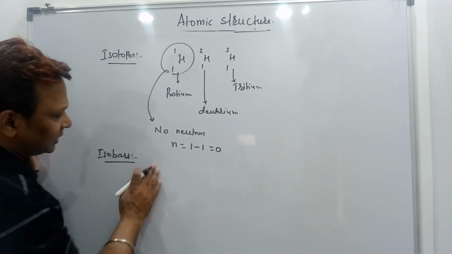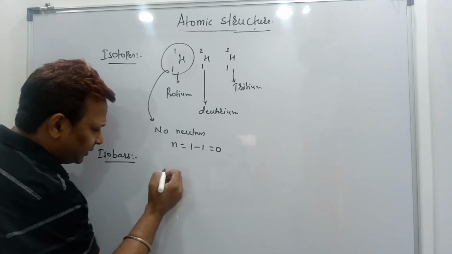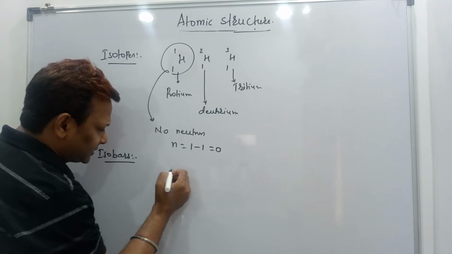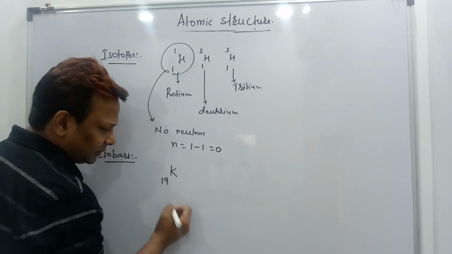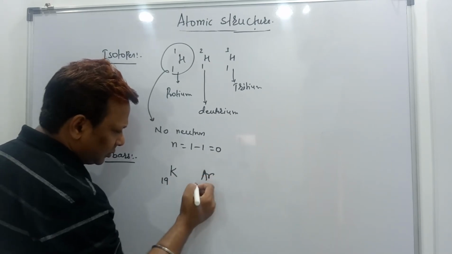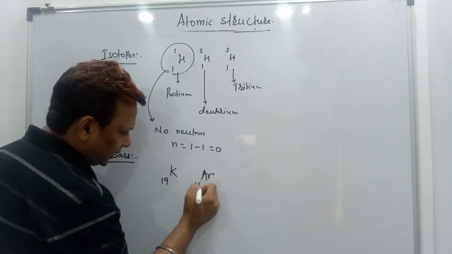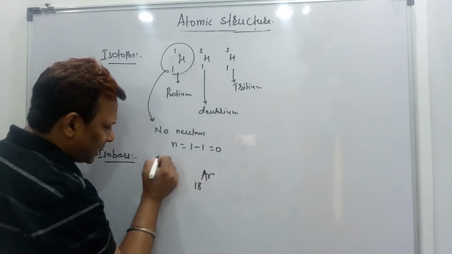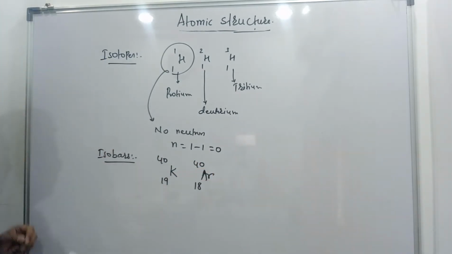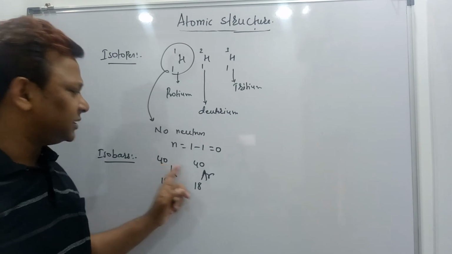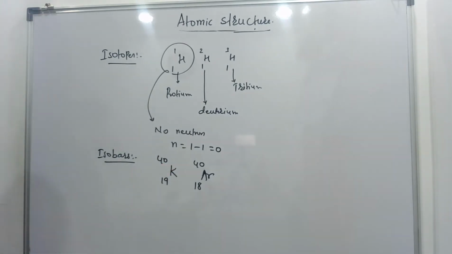The second example is isobars. What are isobars? Let us say I have an element, potassium with atomic number 19, and argon with atomic number 18. But the mass number is 40 for both. Obviously 39 will be there, but this is the one example I have given. Elements having different atomic numbers but the same mass number come under isobars.